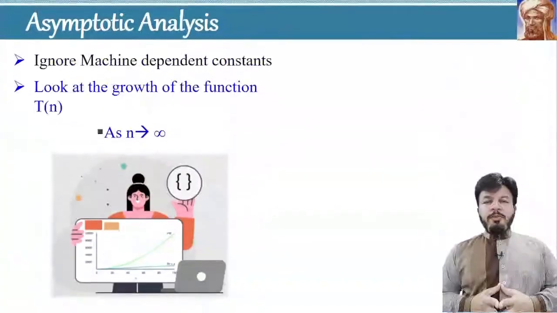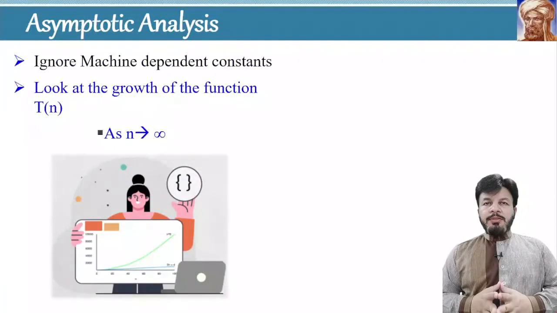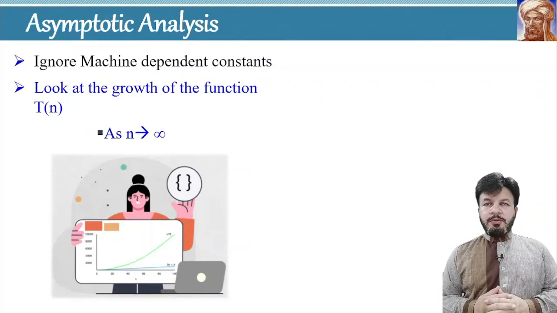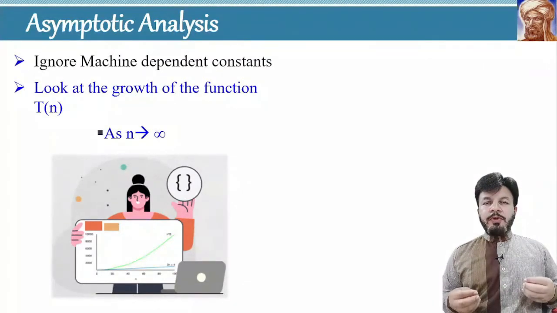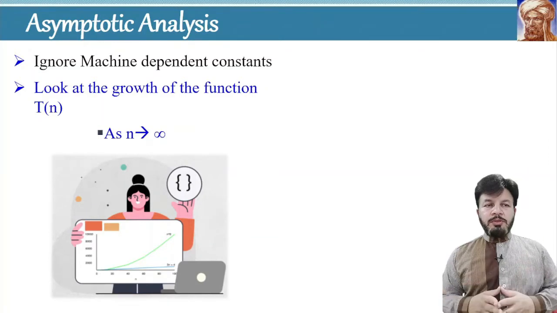So let's start. Asymptotic analysis. In asymptotic analysis, we ignore the machine-dependent constants. In the previous lectures, we considered a few algorithms and constructed the complexity functions. In the complexity functions, there are some coefficients and constant terms. Those coefficients and constant terms depend on the machines. These are machine-dependent terms, so in asymptotic analysis, those terms are ignored.